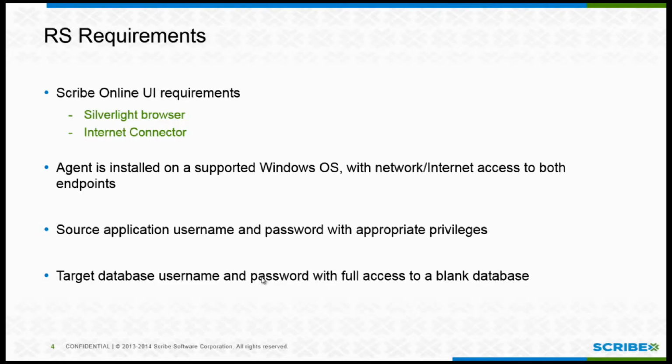Now, what about requirements? There's always requirements of anything you try to do with software. The first requirement just to get into Scribe Online is that it's a Silverlight front end, so any browser that can support Silverlight, and an internet connection. And if you're copying it to a local database, you're going to want to have connectivity to that database. We've done that through our agent technology, where you're installing our agents to talk to that database locally. It's also going to communicate outbound to CRM, Salesforce.